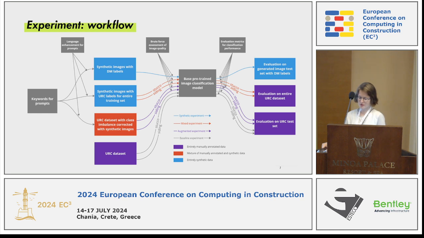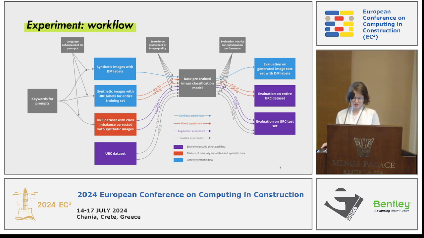So we started with keywords for prompts. We turned these keywords into text prompts using language enhancements. And from there, we generated the images. We trained the Swin Transformer model from those images. And then we evaluated on either entirely manually annotated data or synthetic data.